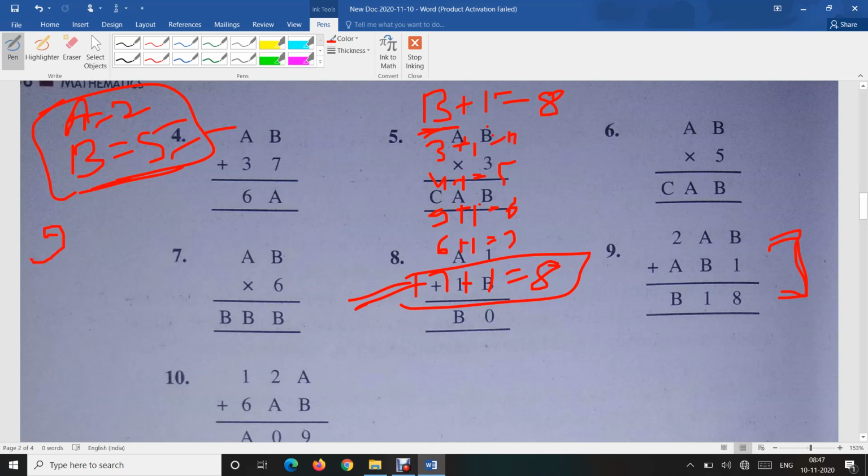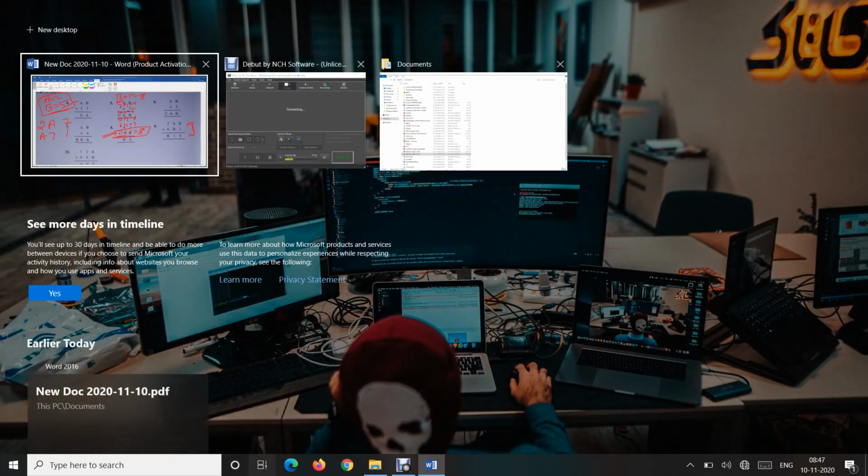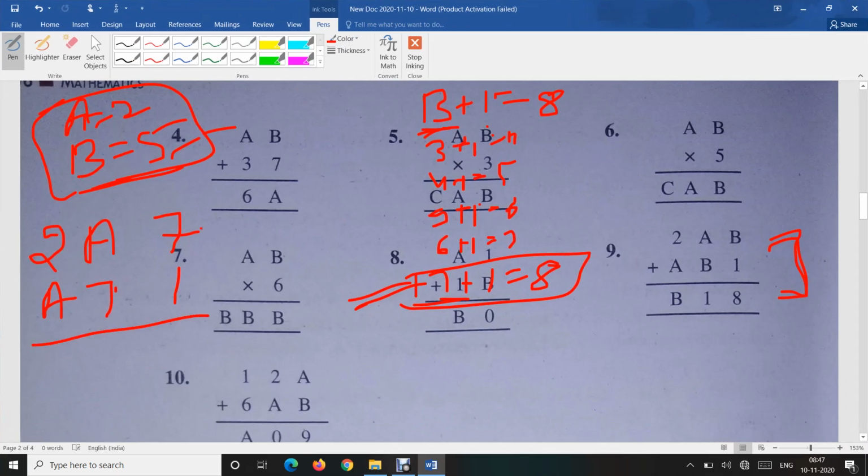If we put 2a7, at the place of b we should have 7, and here we have 1. Now we have 7 plus 1 is equal to 8. The unit digit is satisfied. Now a plus 7. What should a plus 7 be? It should be a number whose unit digit is 1. So what should a be in this condition?